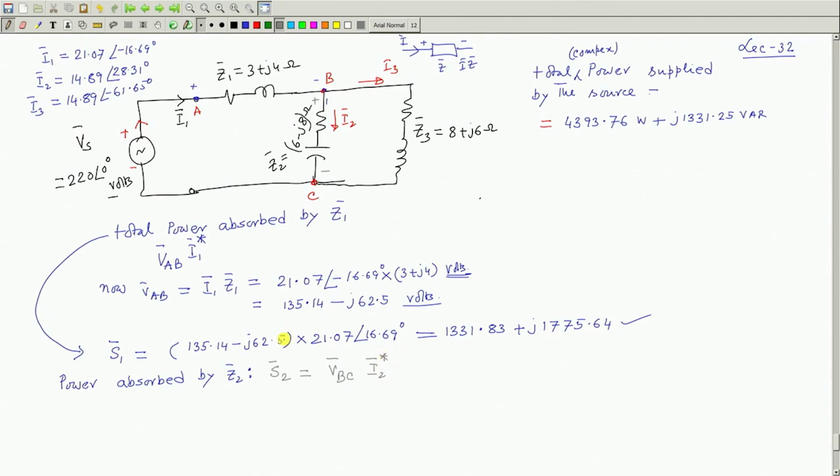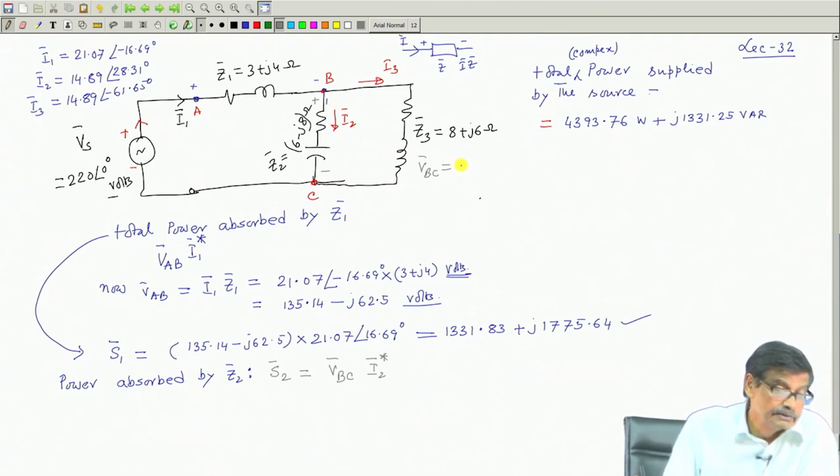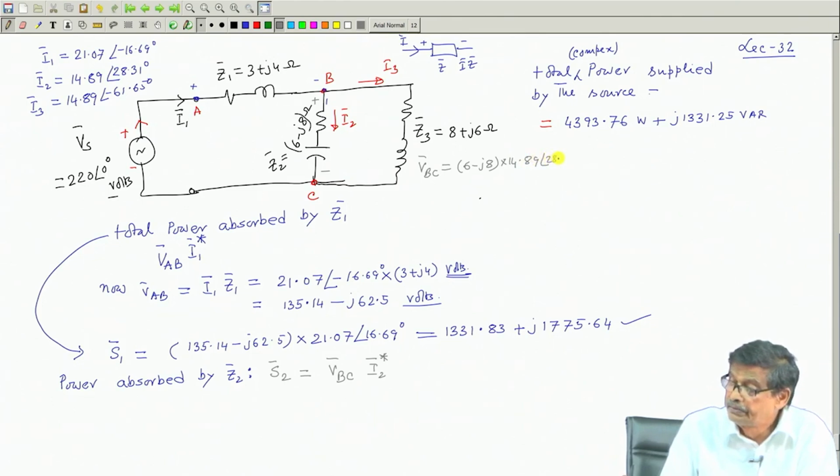This is what I have to do. Now, the question is what is V bar BC? V bar BC, if you calculate it here somewhere, will be nothing but this current times the impedance, that is 6 minus j 8 into I 2 bar. I 2 bar is 14.89 angle 28.31 degree.